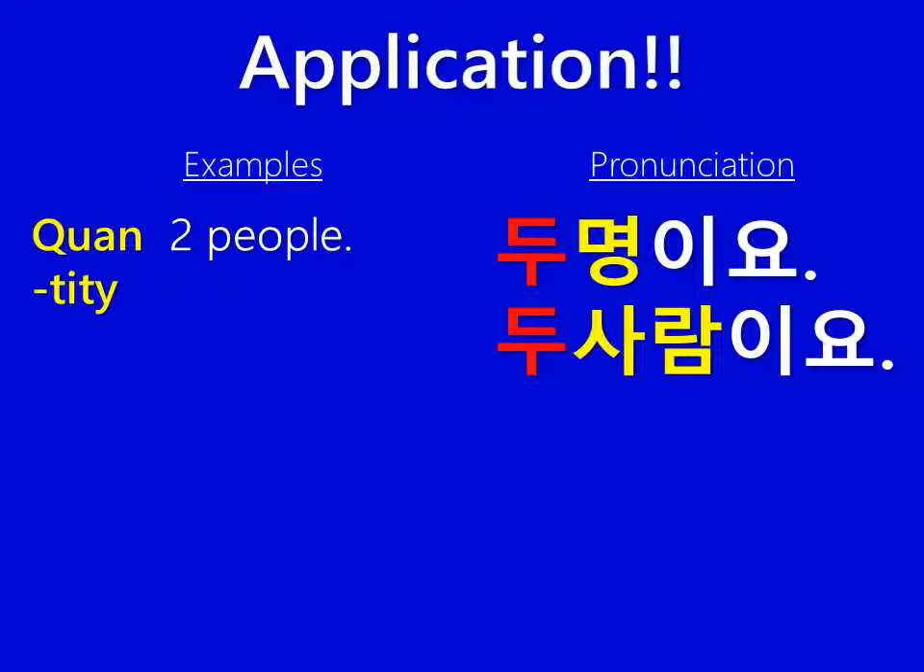Now another one. If you go to a restaurant and you've just arrived and the restaurant manager asks you the number of people in your group and you say 2 people, then you say 2명이요. 명 is a unit for people. It's a person. 2명이요. Or 2사람이요. You can say 2사람. 사람 means literally people, person. 2사람이요, 2명이요. Either way.